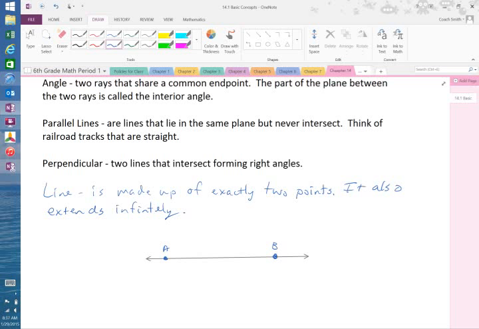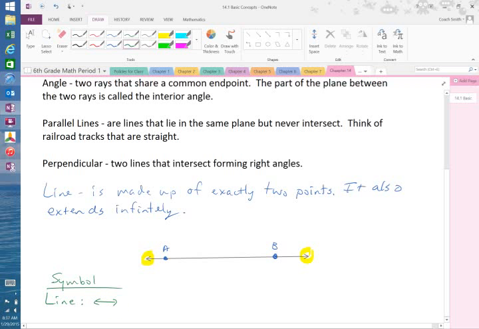Okay? Now, the reason that we know this is a line is because of those 2 arrows right there. Those 2 arrows mean that this is a line. Okay? The symbol, we're going to go over a lot of symbols today. The symbol for a line is simply that, a line.